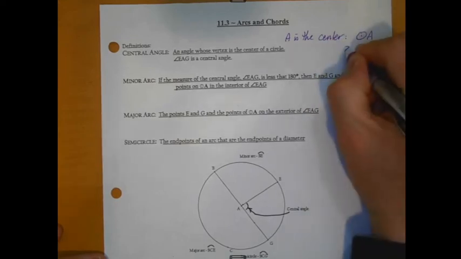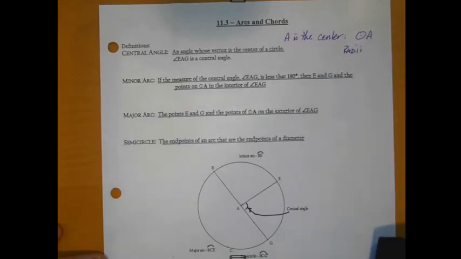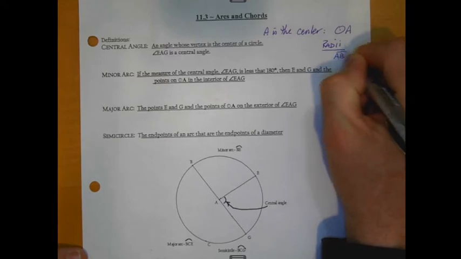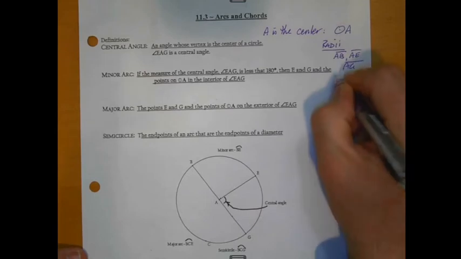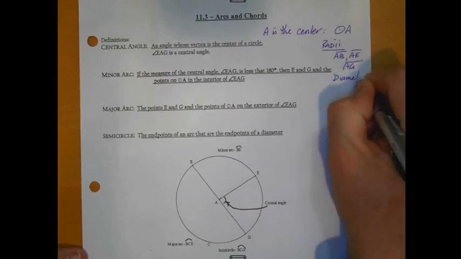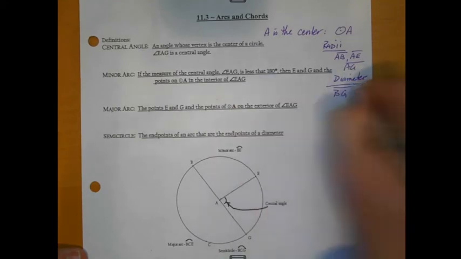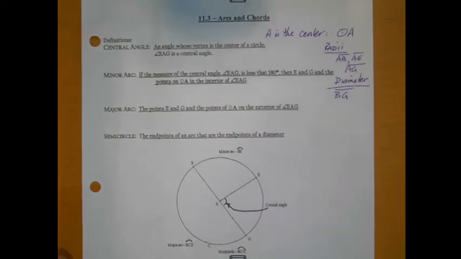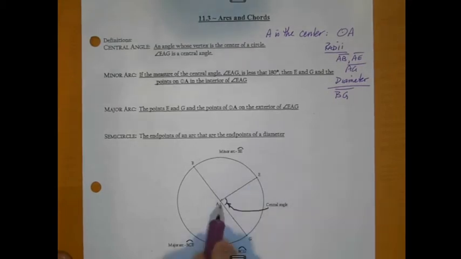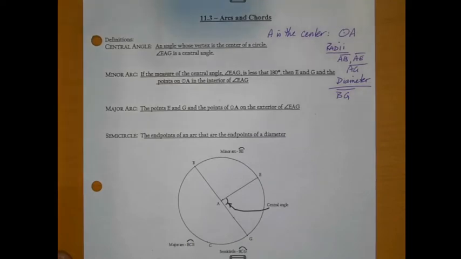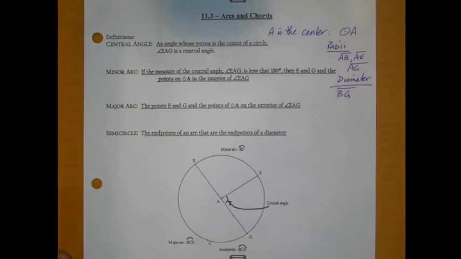Thus we have radii. The plural for radius is radii. We would have radii AB, AE, and AG. We have a diameter in here of BG. Notice I do not have to write the A in the BG. So again, AB, AE, AG are radii, and the diameter goes from the 2 points on the circle through the center, so that is BG.